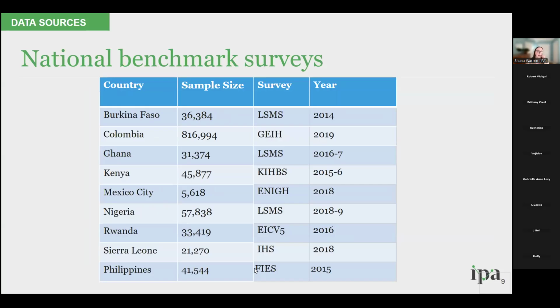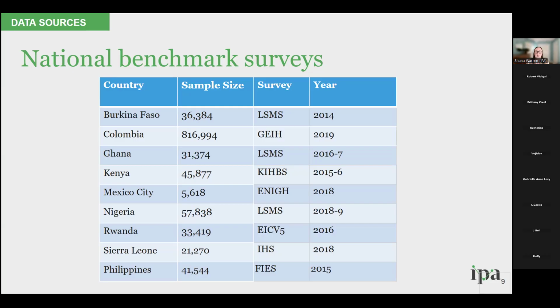Okay. So here's challenge number 1 in this exercise. These are the national benchmark surveys we had available to us. Notice that our surveys were conducted between 2020 and early 2023. But in Burkina Faso, for example, the most recent nationally representative survey was in 2014. So we recognize that some of this data is very outdated. That's sort of the most extreme case.